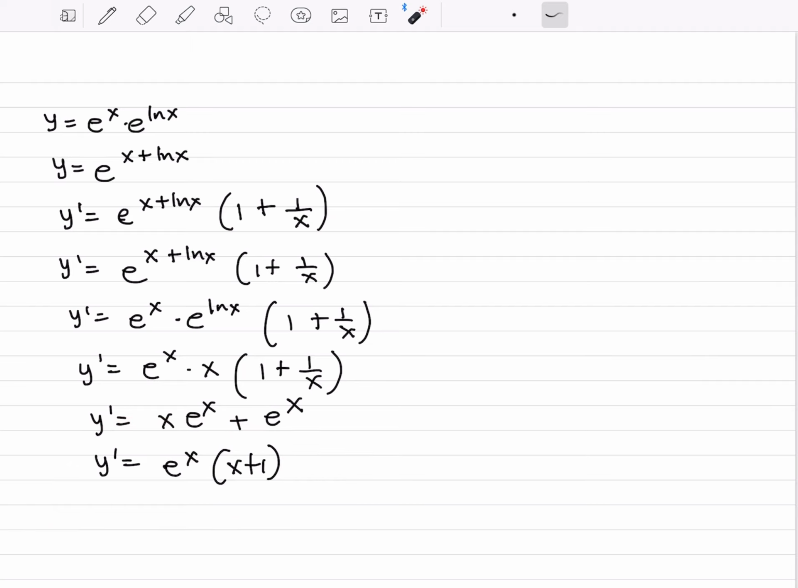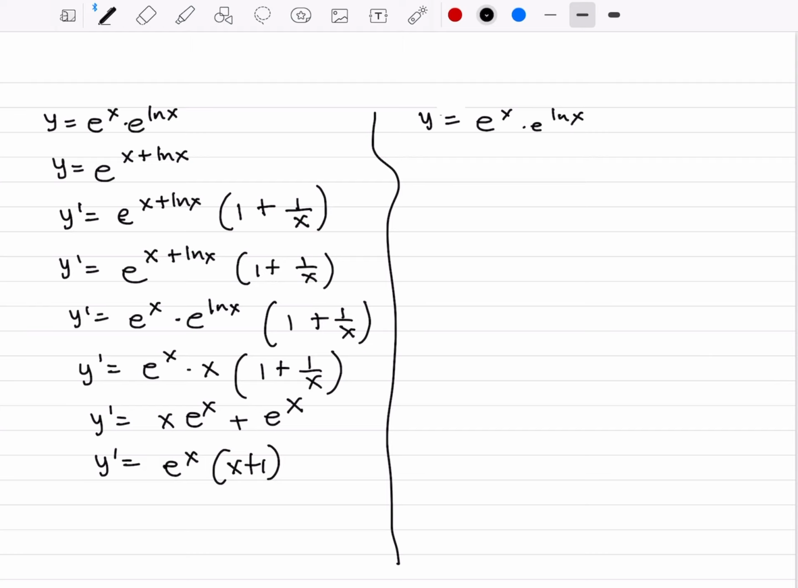Or that one presented by one of your classmates, his or her answer is y equals e to the x times e raised to ln of x, and y prime is equal to the first times the derivative of the second, which is 1, plus the second, e raised to ln of x, times the derivative of the first, which is e to the x. Okay, so y prime is equal to e to the x times 1 plus e raised to ln of x.